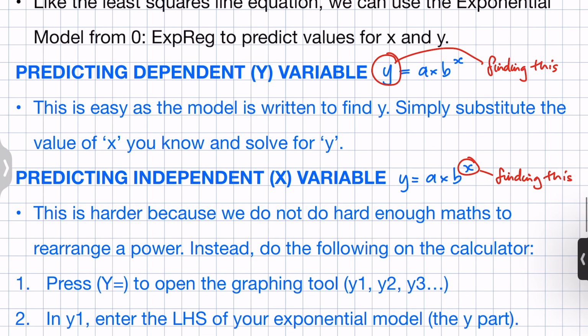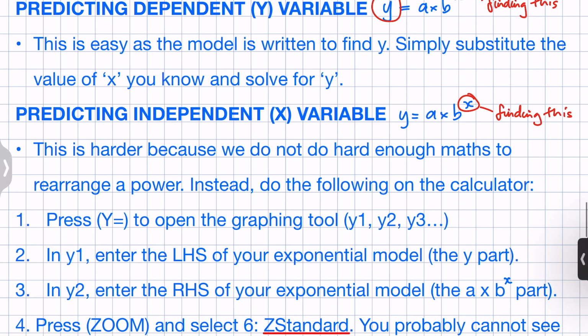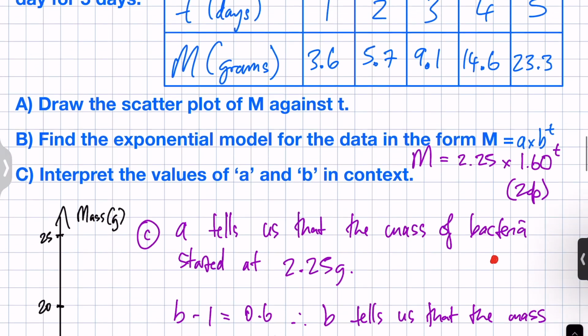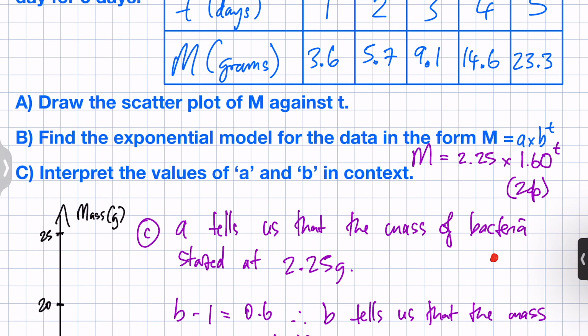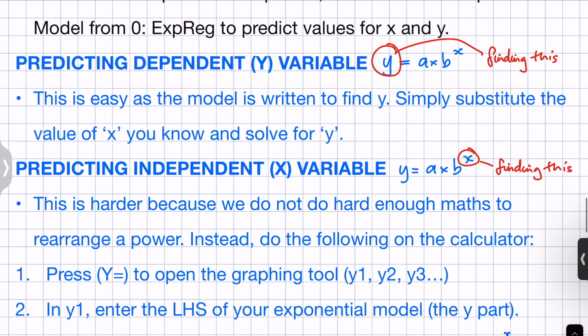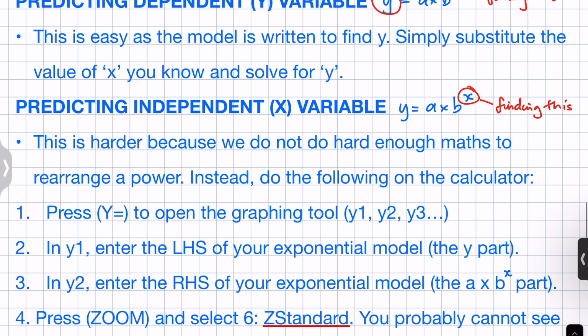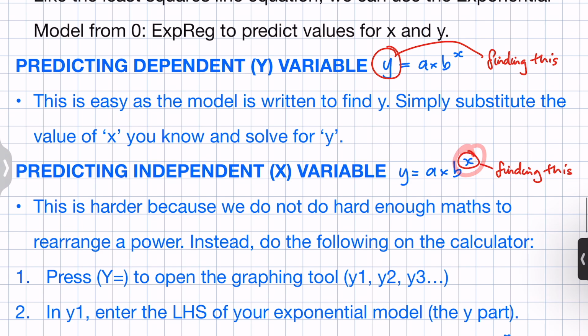Gets the steps in. All right, there are only 2 question types that you need to deal with once you've done this. So that's the flow of a question in SACE. A, draw the scatter plot. B, find the model. C, interpret what those numbers mean. And then they ask more technical ones that ask you to find either what Y is, or what X is. You'd want to hope that it's the Y one, because it's very easy. You just substitute and solve for Y.